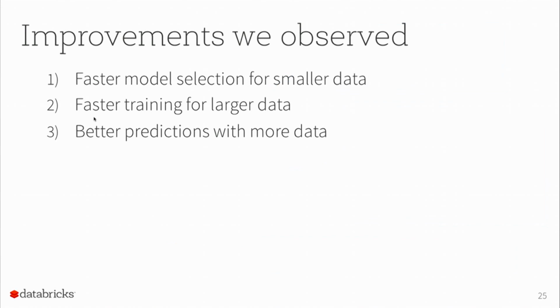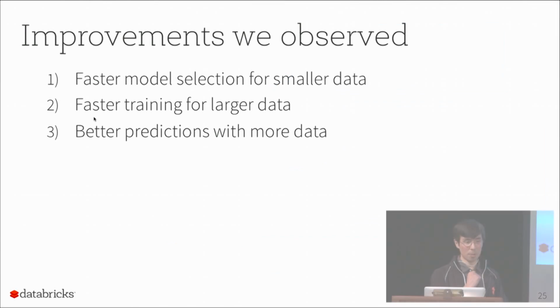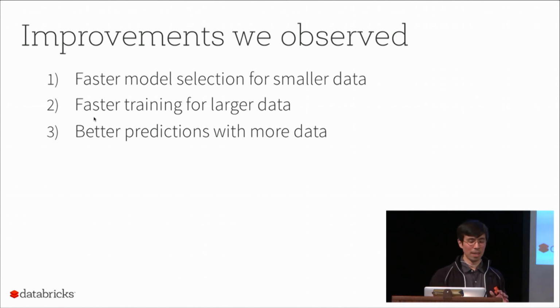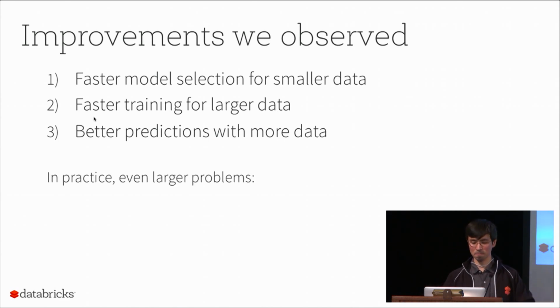Cool. So I'll just quickly mention that some of the improvements we observed, if you go back and inspect some of the notebooks, are first faster model selection when you have a smaller data set. Then when you scale up to even larger data, faster training. And then finally, better predictions via that R-squared metric with more data. Those are in that final notebook.